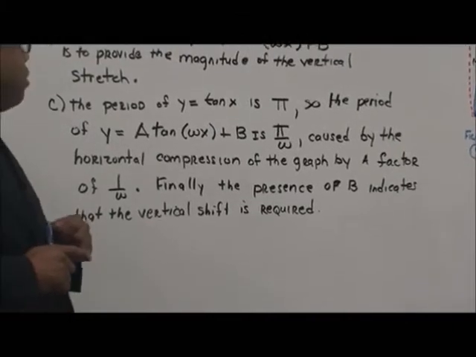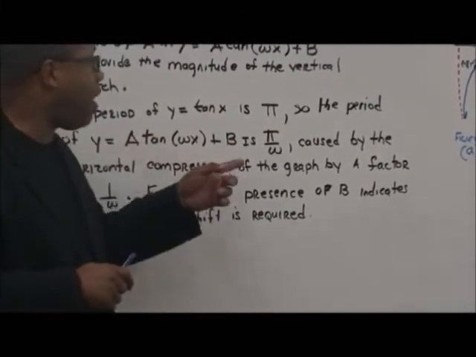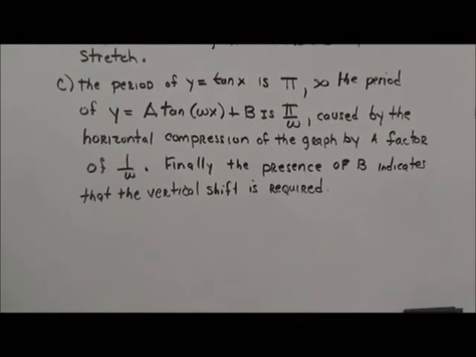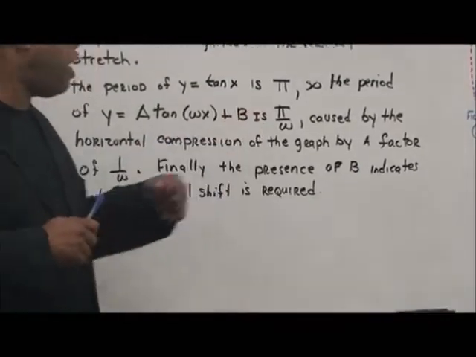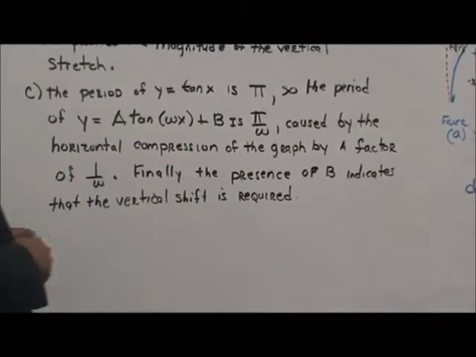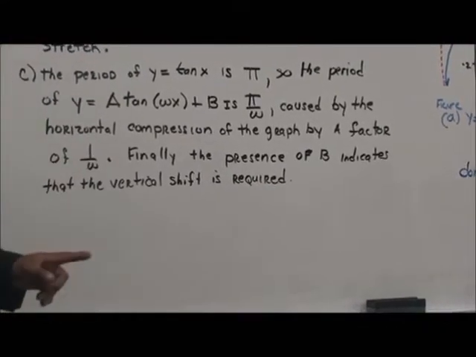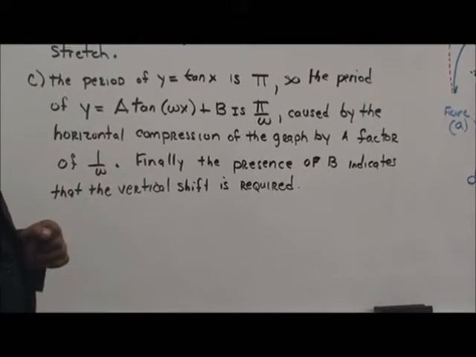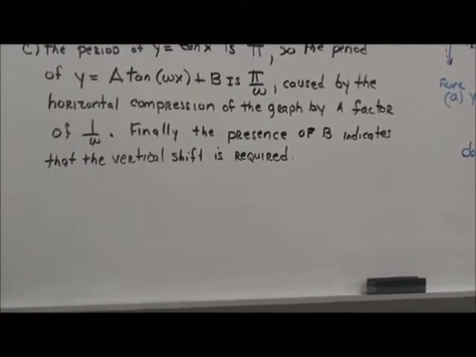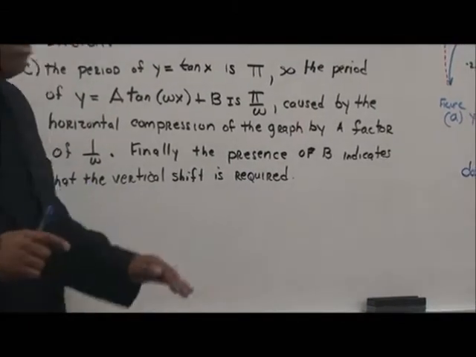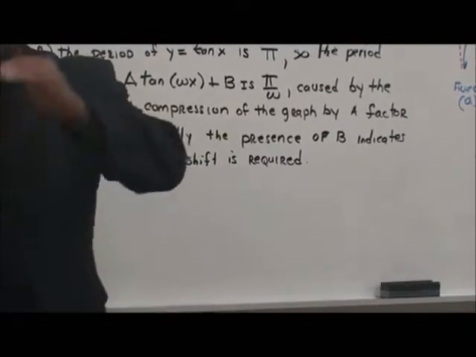The period of y is equal to tan x is pi. So the period of y is equal to a tan omega x plus b is pi over omega, caused by the horizontal compression of the graph by a factor of 1 over omega. Remember that from the other functions, right? Finally, the presence of b indicates that there's a vertical shift.